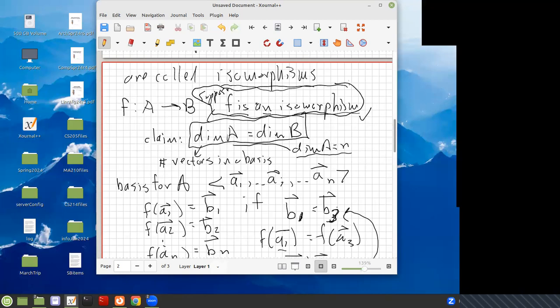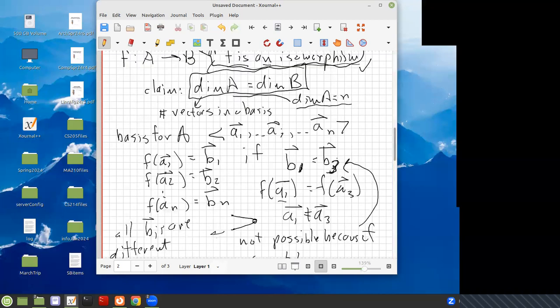I want to show if f is an isomorphism between vector spaces A and B, then the dimension of A is equal to the dimension of B, which means that the number of vectors in a basis for A has to equal the number of vectors for a basis in B. So I choose a basis for A and then I'm going to find a candidate basis in the images of my basis vectors for A. Those are the B's. And several things could go wrong.